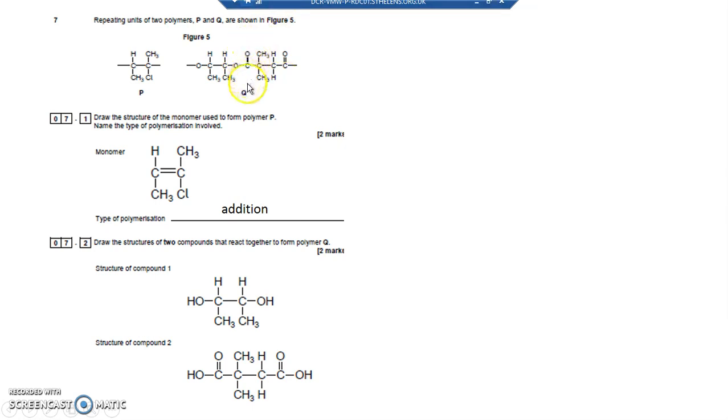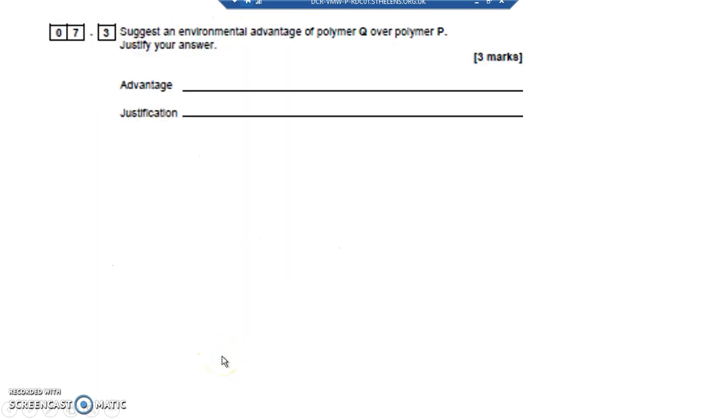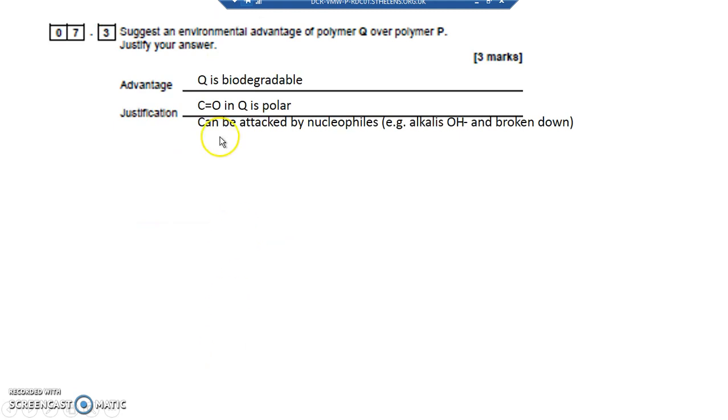The justification is that this carbon to oxygen bond here is polar. The C to O is polar, and so an OH minus will attack that and it'll break that bond, and an H plus will attack that and break and reform the OH and the carboxylic acid again. So CO is polar, can be attacked by nucleophiles such as OH minus, and acid will break it down as well.